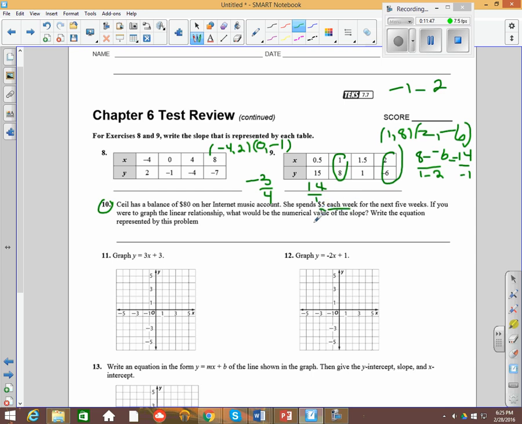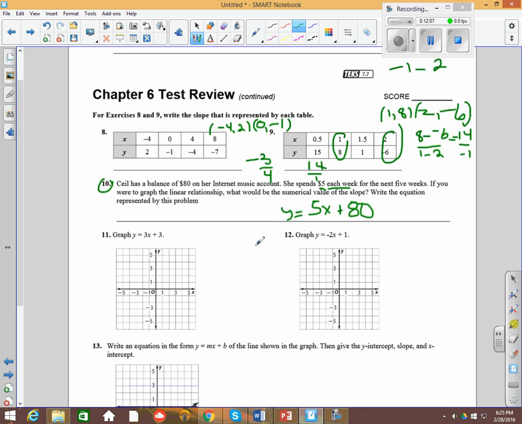So that's 5x, 5 each week. And what is the y-intercept? What does she start with? Right, she starts with $80, plus 80. So writing the equation is y equals 5x plus 80. That is the equation, and the slope is 5.